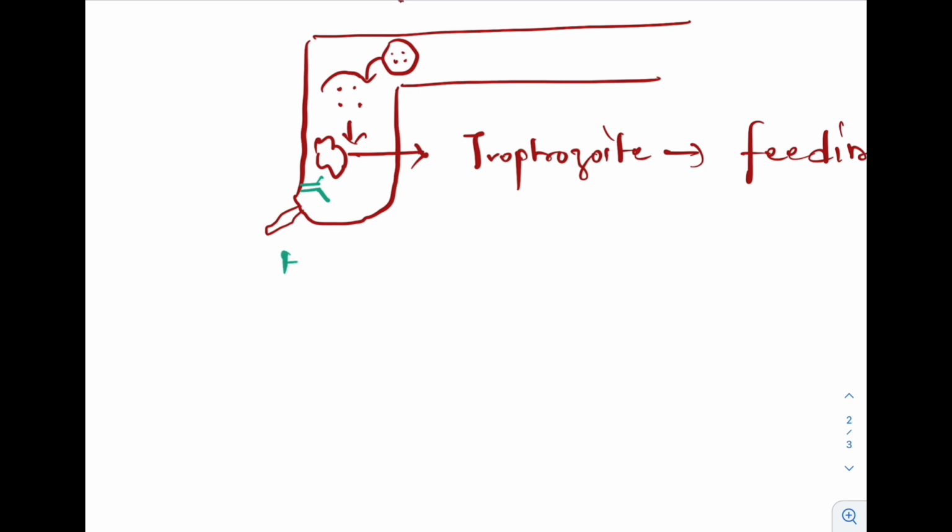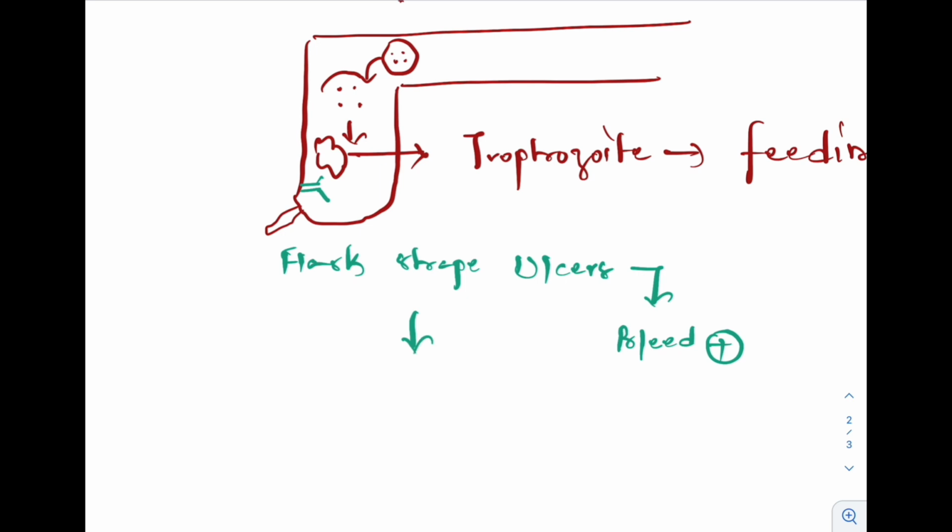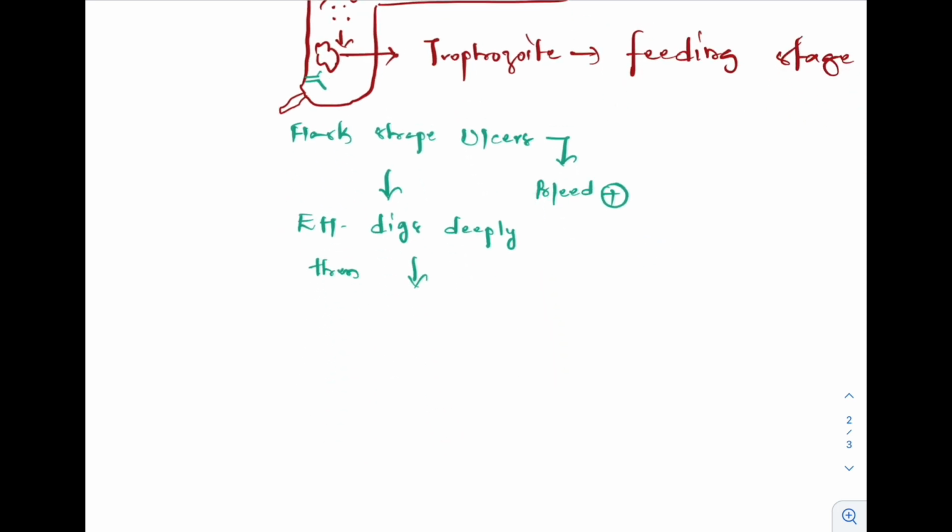That means it starts to feed on the intestinal walls, which leads to the formation of ulcers. Peculiarly, these ulcers are flask shaped, so these are termed flask shaped ulcers. If these ulcers are very deep, then blood may also come out in the stools, so the stool will be positive for blood. And if the patient's immunity is very low, then the Amoeba histolytica digs deeply into those ulcers and may enter into the blood circulation.